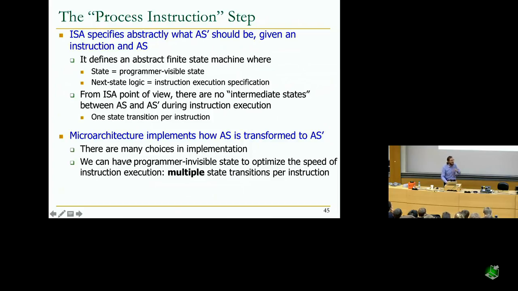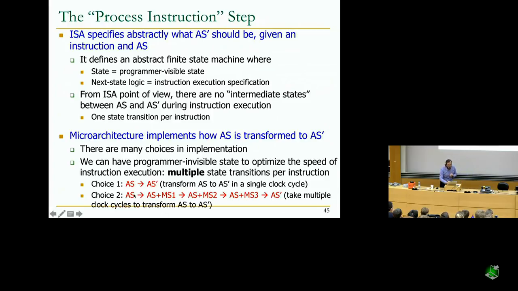So we can have many, many programmer-invisible states to optimize the speed of instruction execution. This means that you have multiple state transitions per instruction. So one choice, which we're going to call the single cycle machine, is this. You transform the architectural state to architectural state prime in a single clock cycle. Now we're going to see the downsides of this later on also.